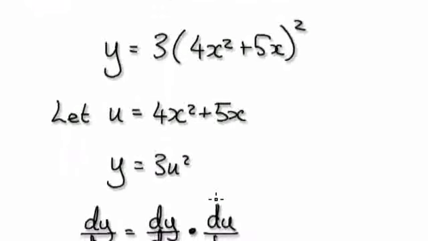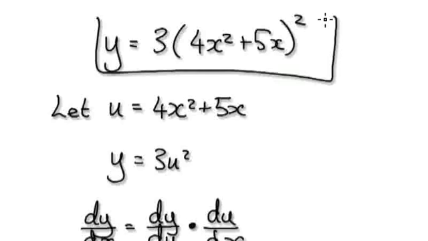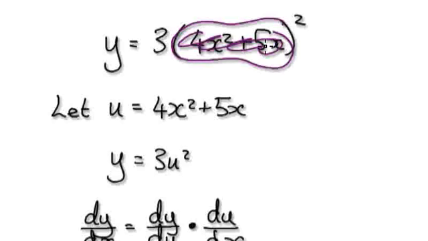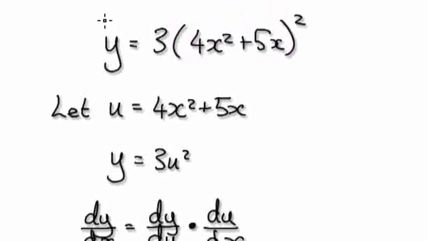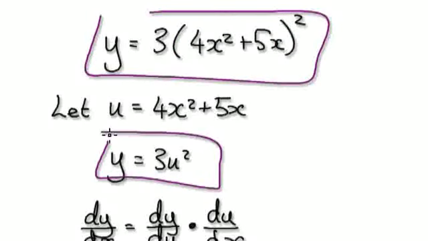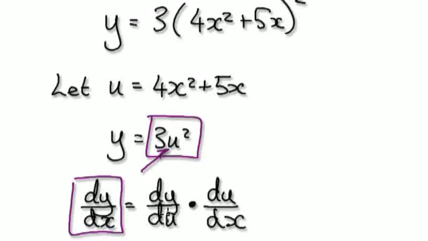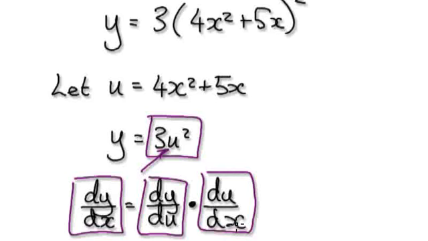Okay, just to summarize, suppose you're given something like this. You would then let u equal this thing, so let u be this bubble. So you would visualize this thing as this. And then if you want to find dy by dx, dy by dx would be differentiating this with respect to u, and then you've got to times it with du by dx.